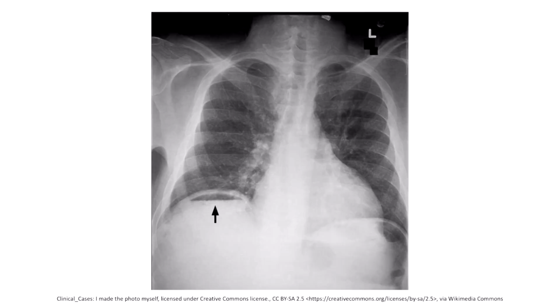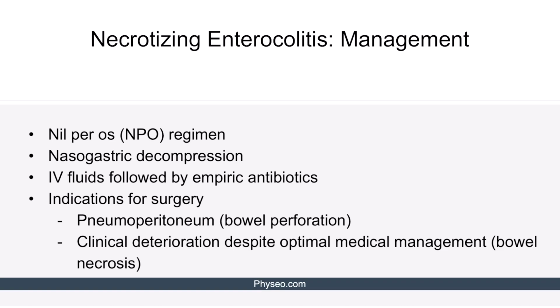Here you see a chest X-ray showing pneumoperitoneum. Please note the lucent area between the right hemidiaphragm and the liver. This lucent area corresponds to air in the peritoneal cavity, also known as pneumoperitoneum. If this is seen in the setting of necrotizing enterocolitis, it indicates there is bowel rupture present, which is a surgical emergency.